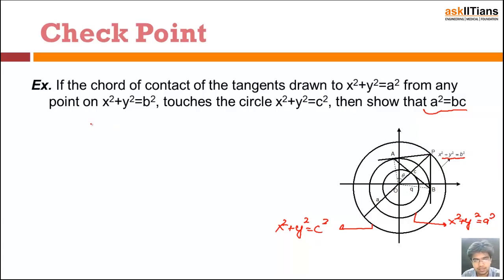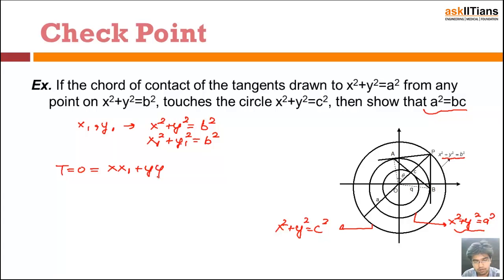Let's say there is any point (x1, y1) which lies on the circle x square plus y square is equals to b square. Because this point lies on this circle, x1 square plus y1 square is equals to b square. Now from this point we have drawn the chord of contact to this circle. So the equation of the chord of contact will be T equals 0, that means x x1 plus y y1 minus a square equals 0.